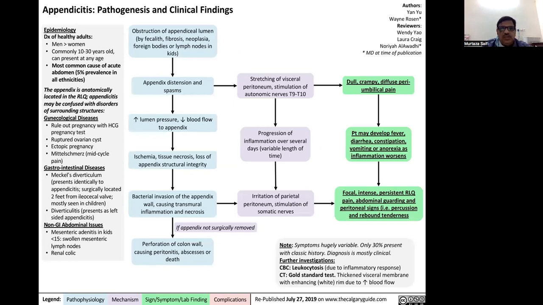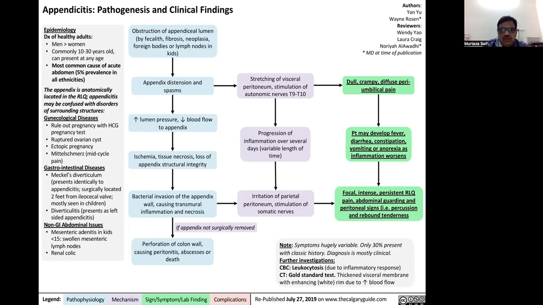Appendicitis pathogenesis and clinical findings. The picture shows obstruction of the appendicular lumen by fecolith, fibrosis, neoplasia, foreign body, or lymph node in kids, which causes appendix distension and spasm. It may lead to stretching of the visceral peritoneum and stimulation of autonomic nerves T9, T10.